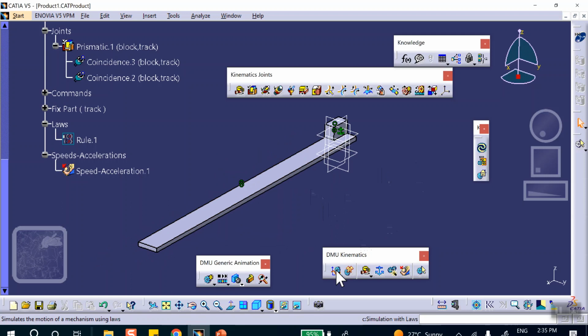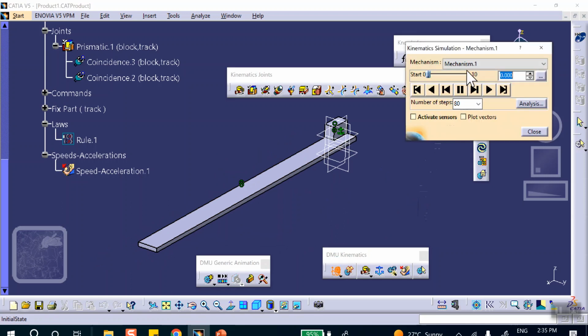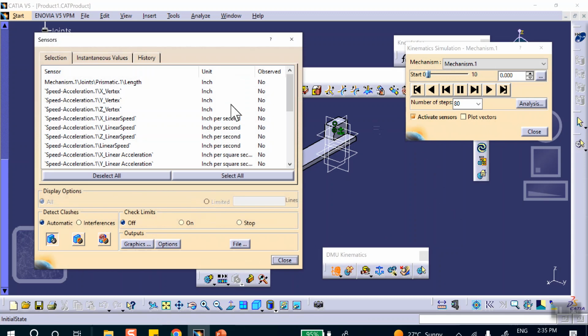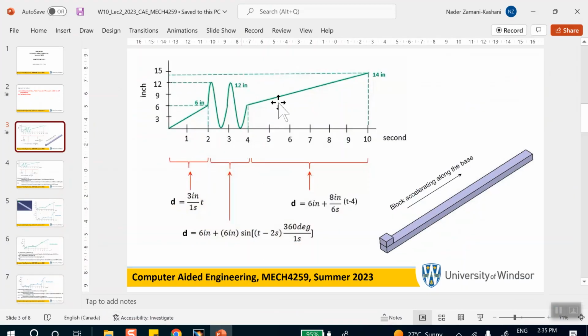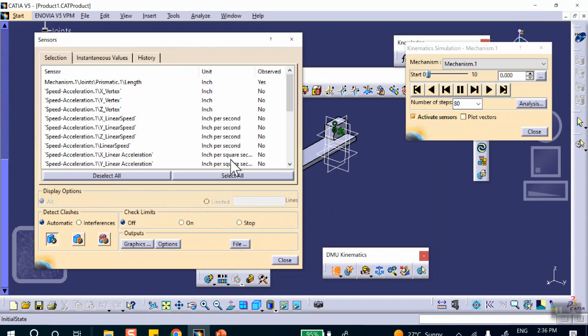Now I'm going to go simulation with laws. We want to do it over 10 seconds. If not, then we go and change it here, but we do want to, and activate. Now, if you just select the joint, unless you made a mistake, it should give you that graph. If you want velocities and things like that of that point, then that's a different story. And in fact, I'm going to do that later. First, I want to make sure that I do get what I asked for, or what I programmed actually.